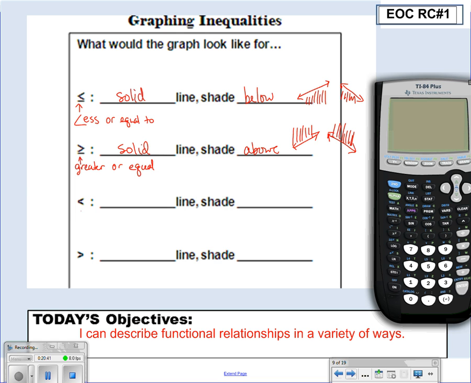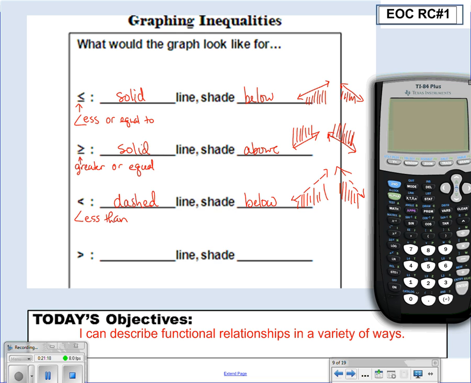Our third one looks like a funny L, so it's just less than. There's no line underneath it, so it's just less than. And since there's no line to say it's equal to, that means it's going to be a dashed line. And the shading is just like it was before. When it's less than, it's shaded below. So this means our line will be dashed, and we will shade below that dashed line. Again, we could also have a negative sloped line that's dashed and shaded below.